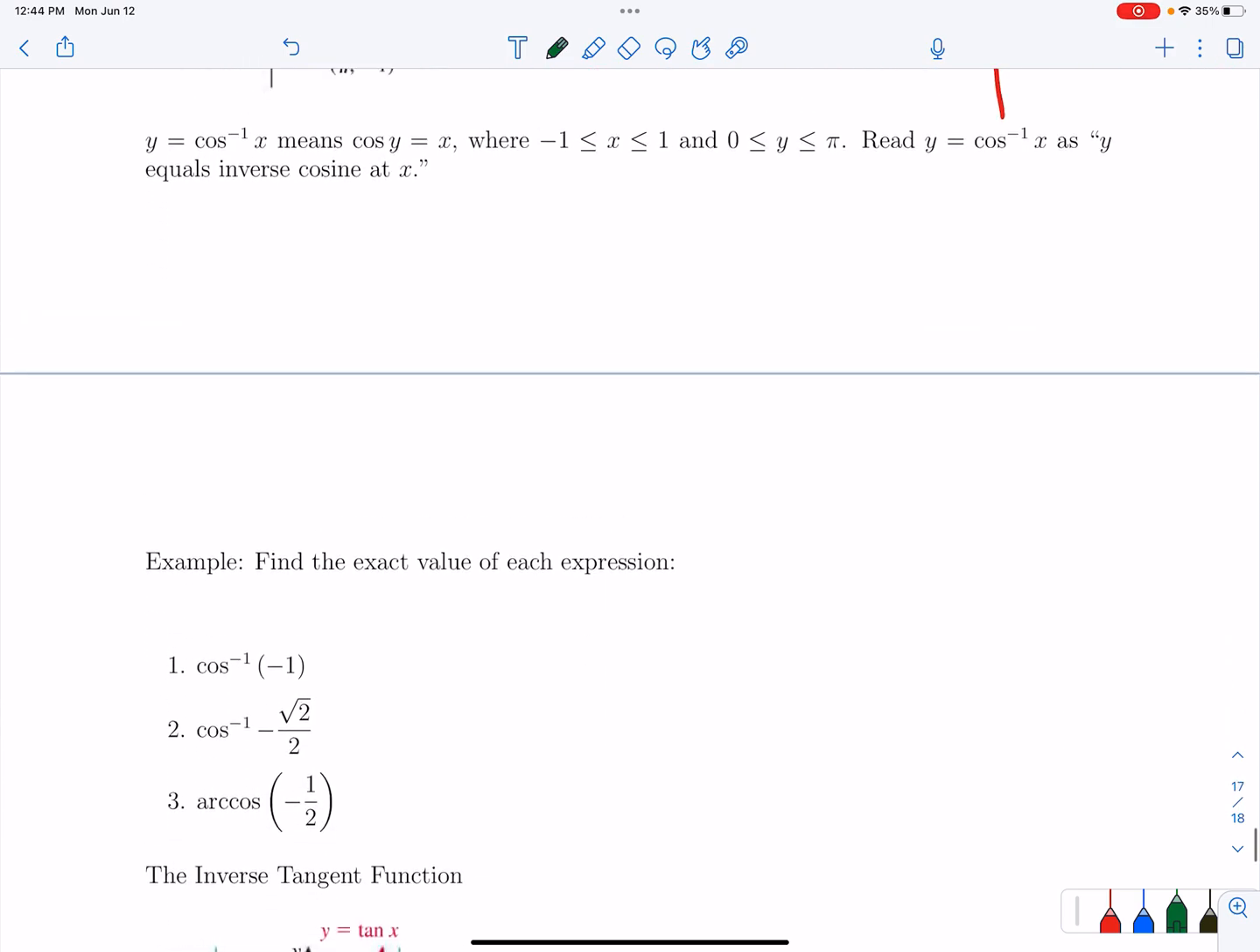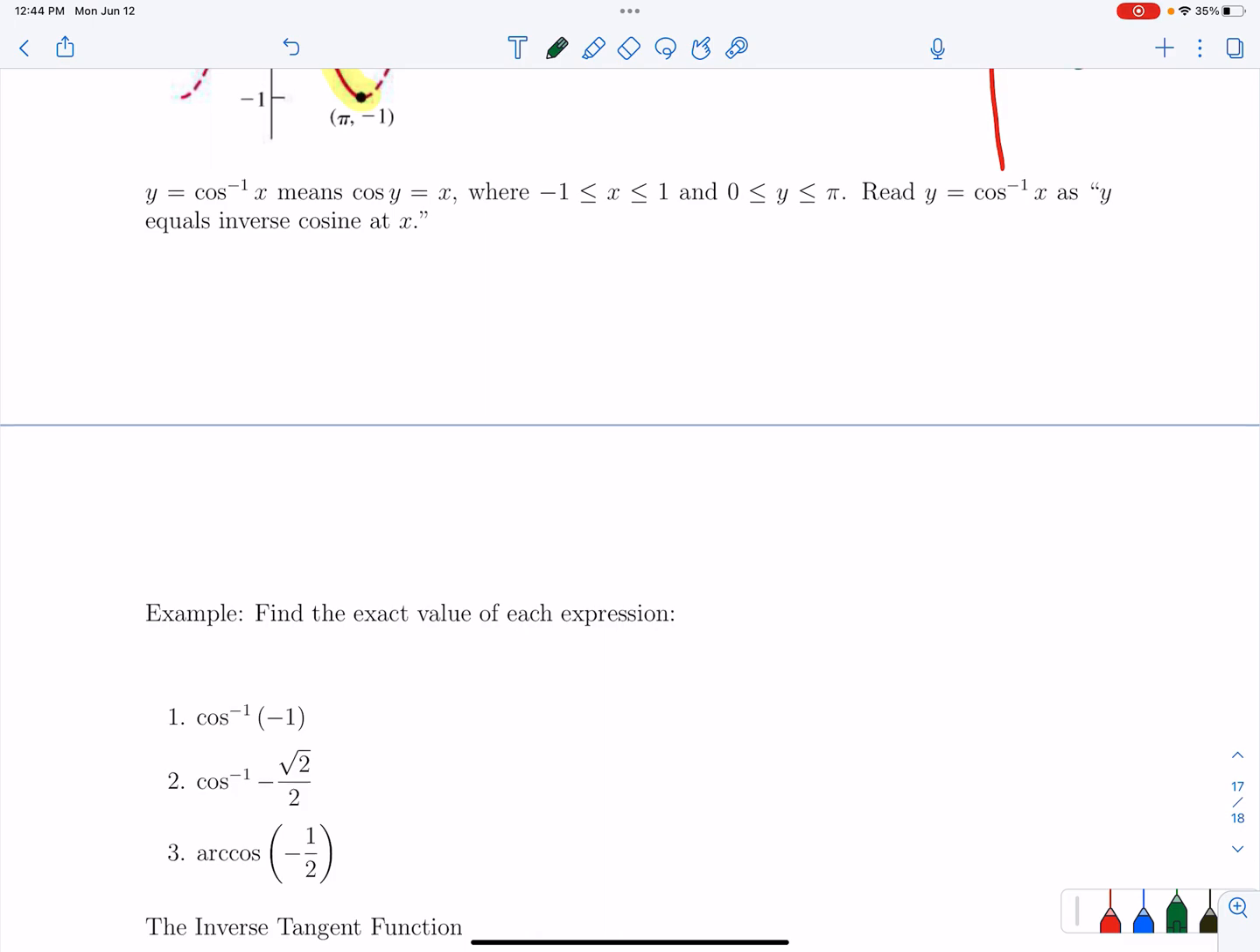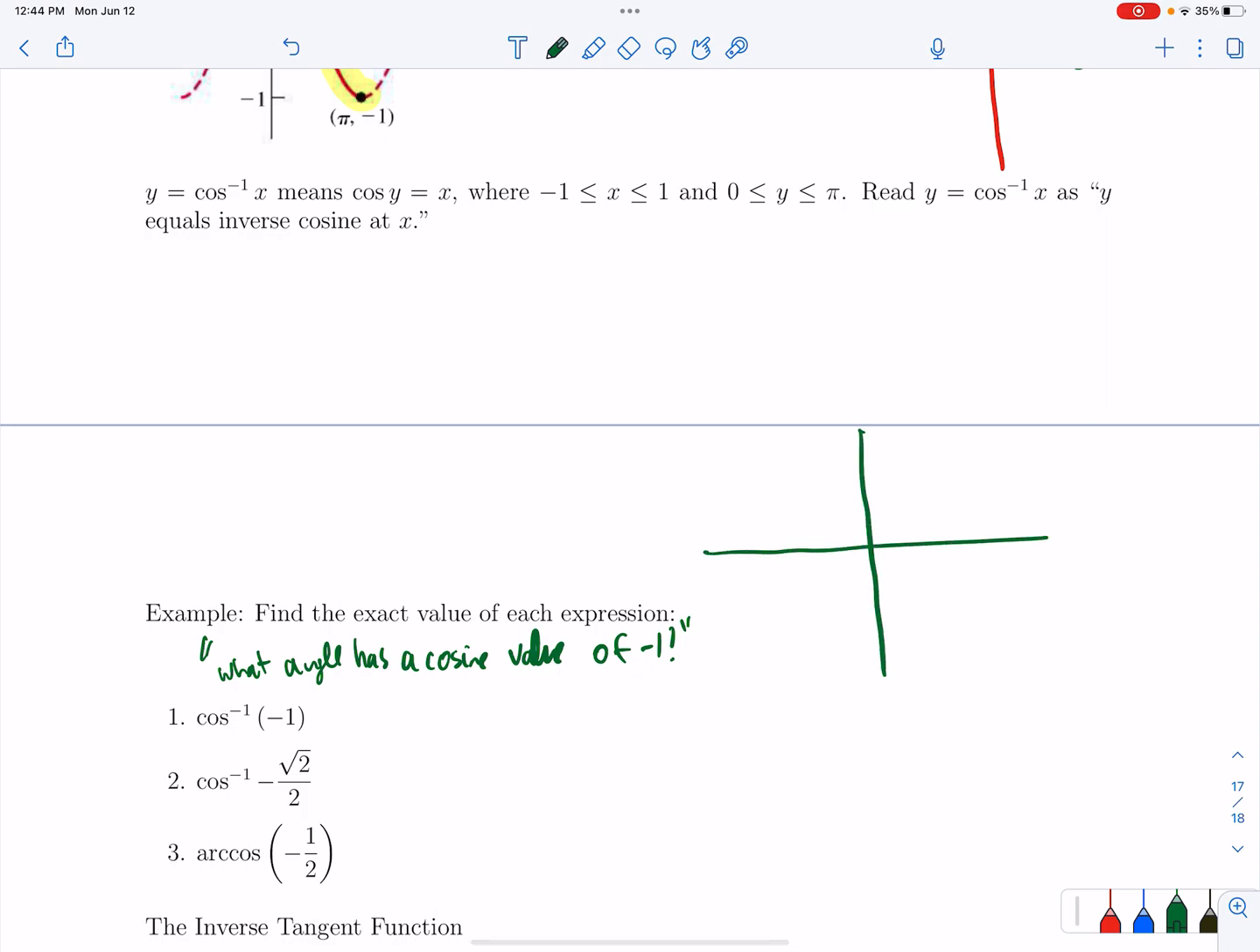All right, find the exact value for each expression. Cosine inverse of -1. This one is saying what angle has a cosine value of -1. If we think on the unit circle, cosine is -1 over here. The coordinates are -1, 0, and that angle is pi. So this one is equal to pi. The next one: when is cosine equal to -√2 over 2? Well, -√2 over 2 occurs in two places, here and here.